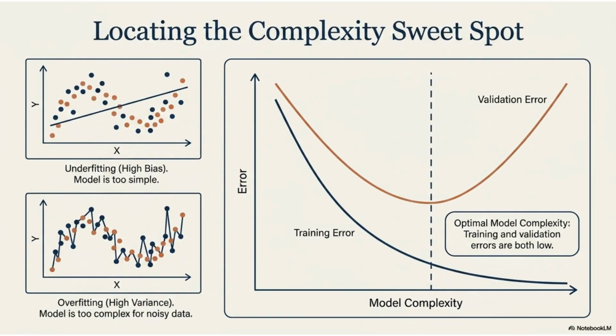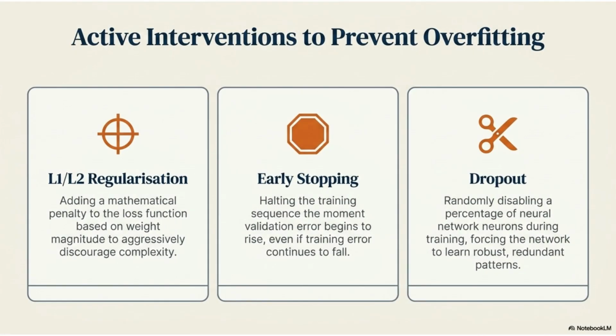We must locate the complexity sweet spot to balance bias and variance. An overly simple model underfits, while an overly complex one overfits. The goal is to find the level of complexity that minimizes validation error, ensuring the model generalizes well to new, unseen problem sets. To combat overfitting, we use active interventions.